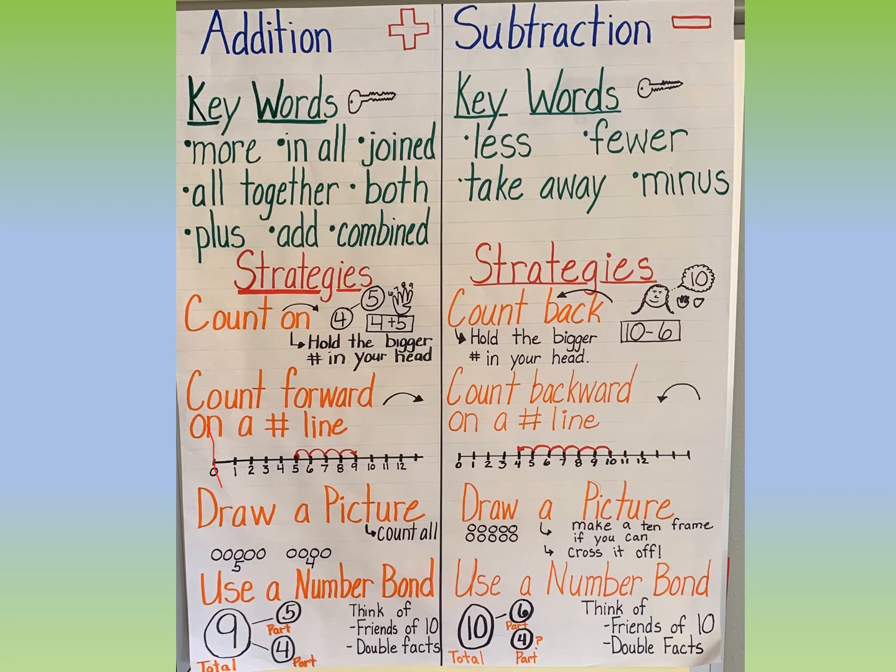Drawing a picture is the same rule as addition, except you're going to cross off the numbers in the subtraction problem. If it is 10 minus 4, you would cross off 4 of the numbers, or 4 of the circles in this case. And use a number bond. Number bonds help part, whole. They're part of a number family. Think of friends of 10 and use double facts.